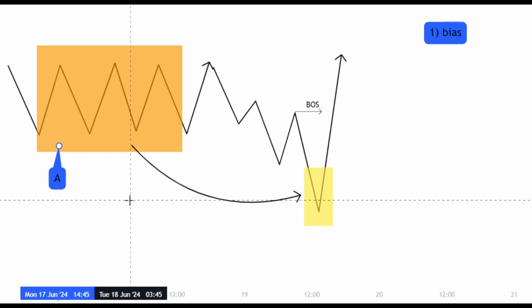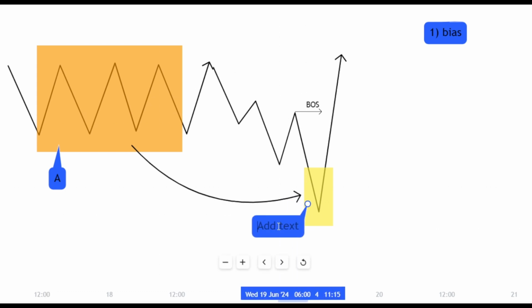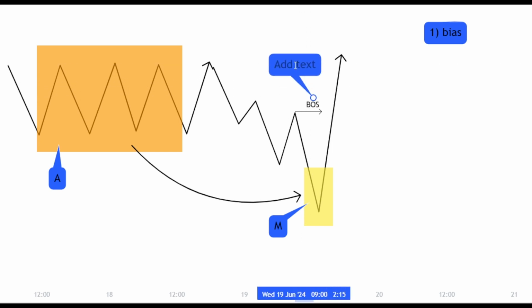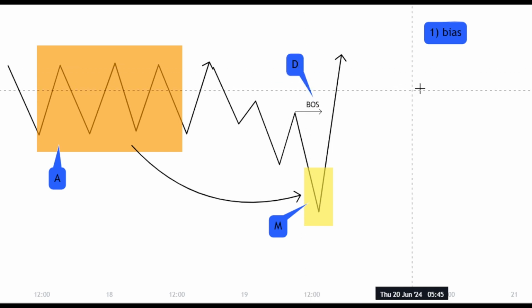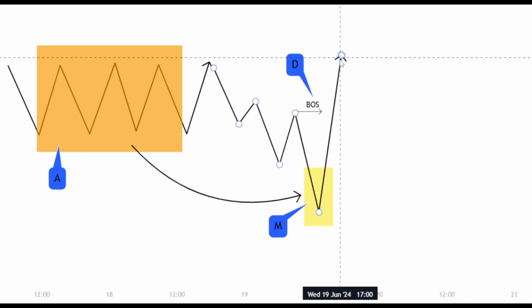So again, we have the accumulation, or A for short. We have the M, which is a manipulation. And the breaker structure gives signs of a distribution. So this is the first phase of a distribution, right? Distribution comes in different phases, right? So what do we mean by the distribution, and what do we look to catch, right?